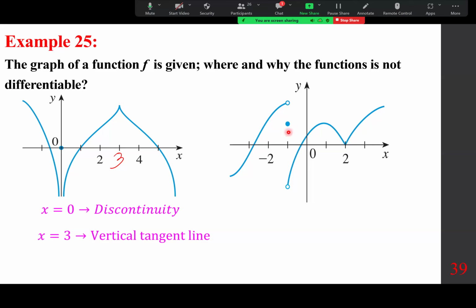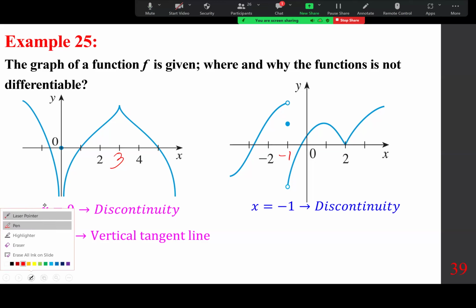If you look at this one, obviously, this number is -1, so we have a discontinuity, therefore it's not differentiable. Or you can even say you have a jump. Also at number 2, we have a sharp corner.